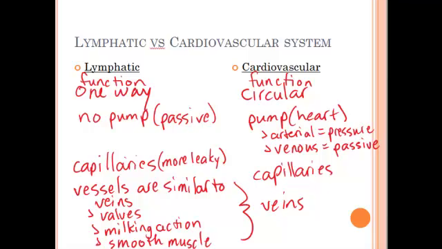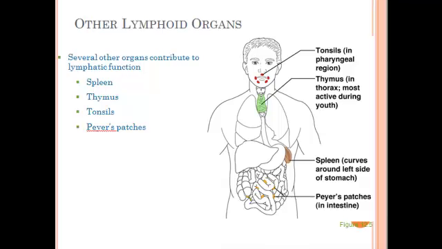Let's go on now and look at the different organs of the lymphatic system. Here's a slide that shows the other organs besides the lymph nodes and the vessels that we already saw. And some of these organs we've seen before, just a little bit, and we'll see some again. And most I'm sure you've probably heard about before.